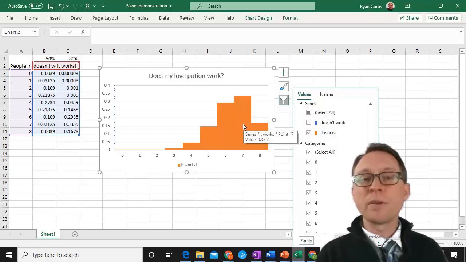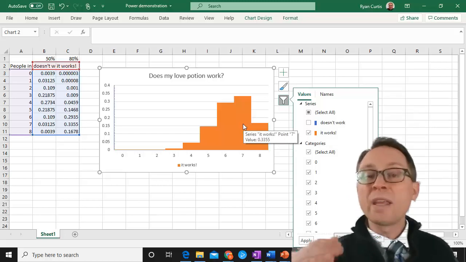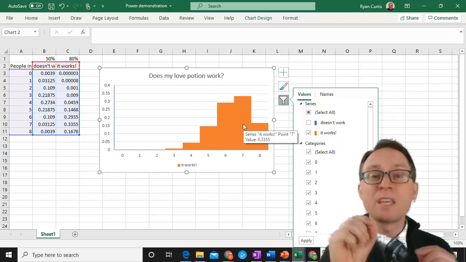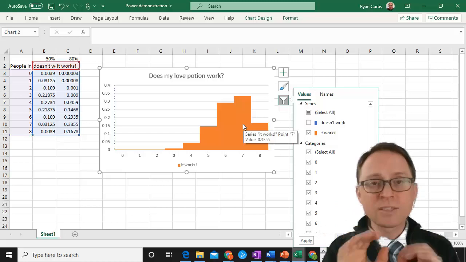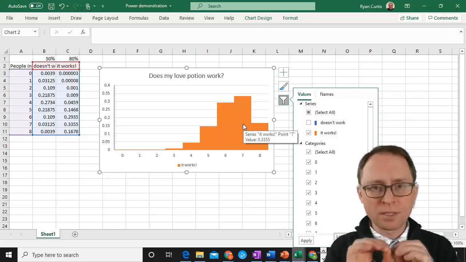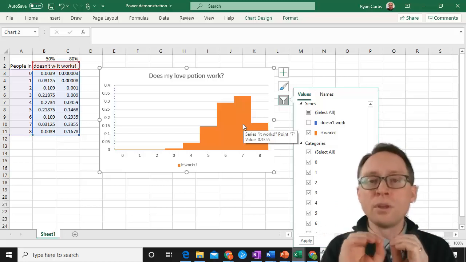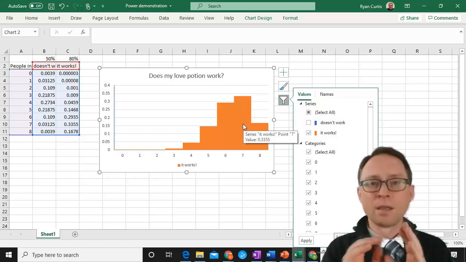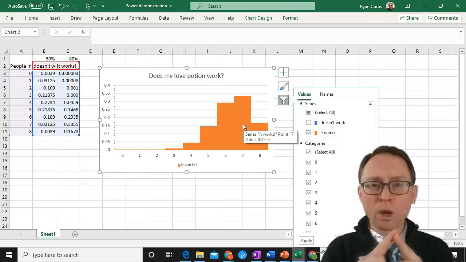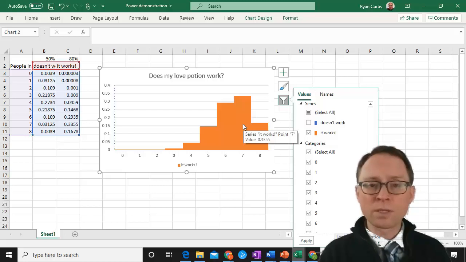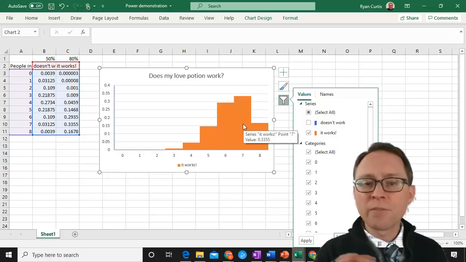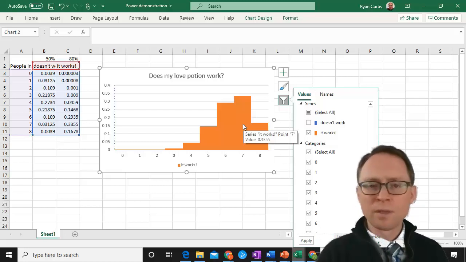What is the probability of 7 or 8 people falling in love when it works? This is power. The probability of getting the result, in this case rejecting the null hypothesis, when the null is actually false. It is us being able to say the love potion works when it actually works. We've already determined that we can only reject the null hypothesis if 7 or 8 people fall in love.